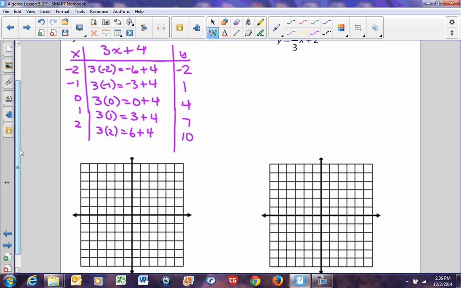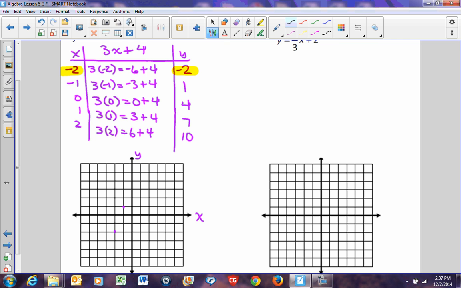So I'll squeeze that in. Again, label your x and y axis. And then I'm going to plot my points. Might remember your points again. X value, y value. This is my x value. This is my y value. So I'm going to plot the point -2, -2. So I will start here at my origin, go left 2 and down 2. There's my first point.